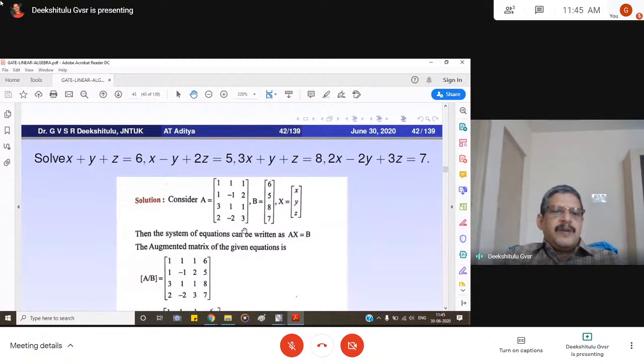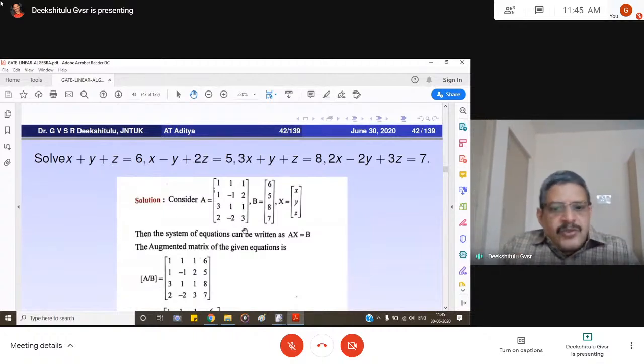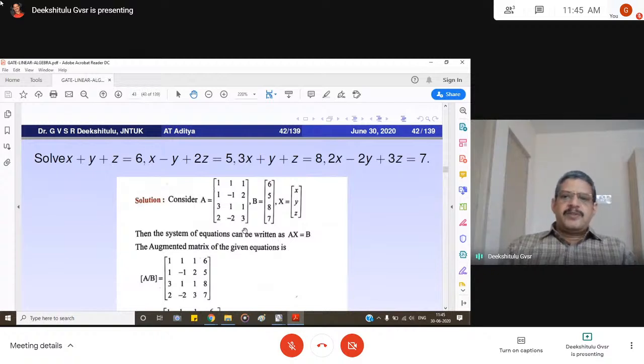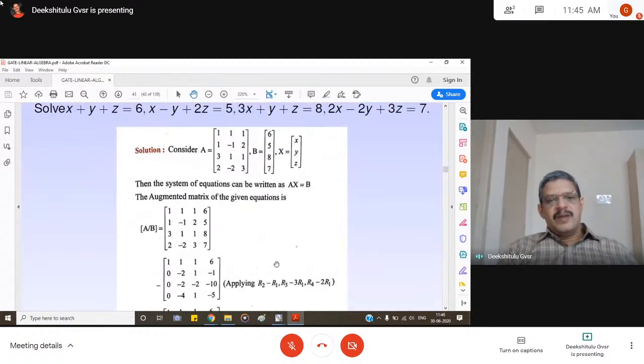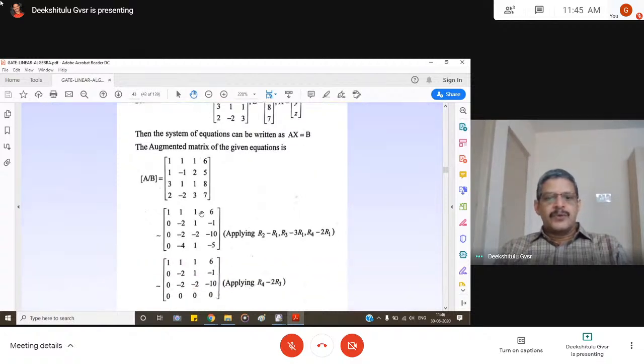Now the next problem: x plus y plus z is equal to 6, x minus y plus 2z is equal to 5, 3x plus y plus z is equal to 8, 3x minus 2y plus 3z is equal to 7. So the given matrix system is Ax is equal to B. Consider the augmented matrix 1 1 1, 1 minus 1 2, 3 1 1, 3 minus 2 3, augmented with 6, 5, 8, 7. Applying some row transformations, we reduce the augmented matrix to echelon form.